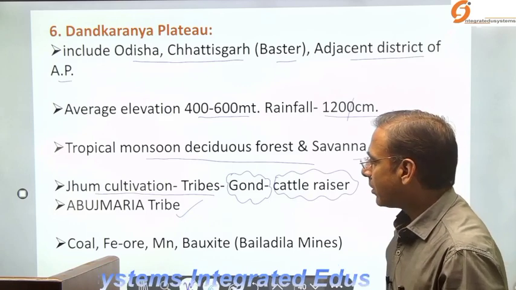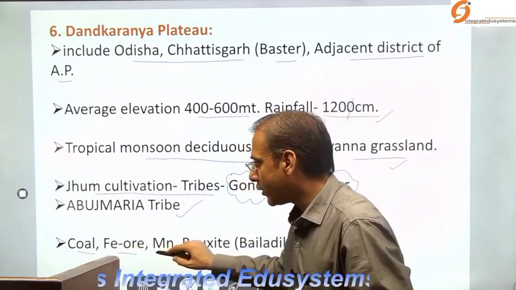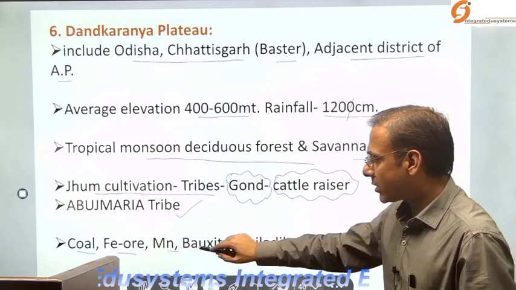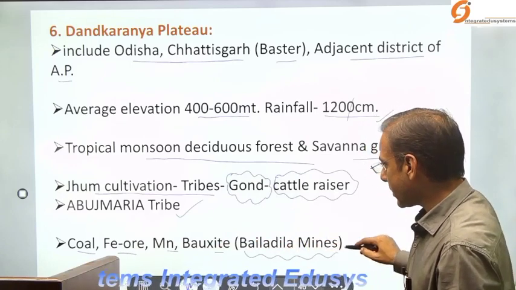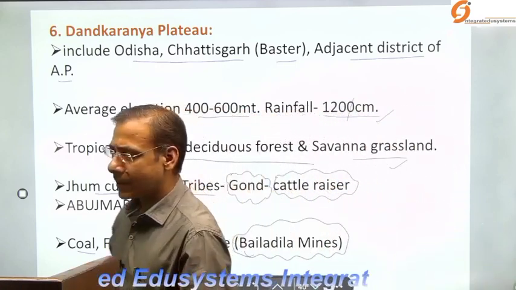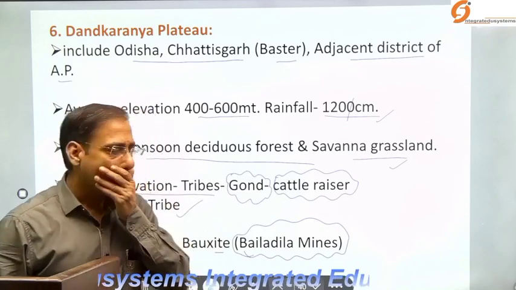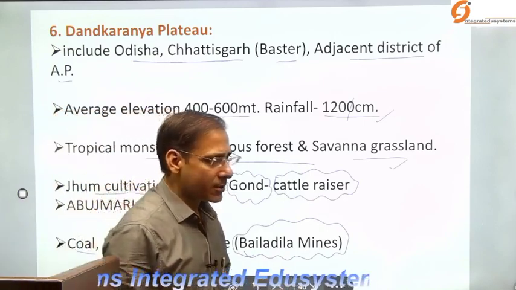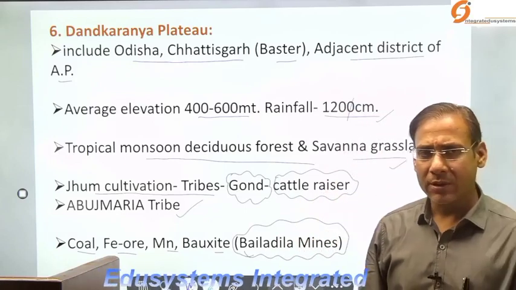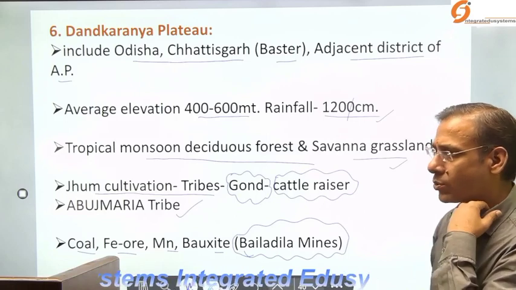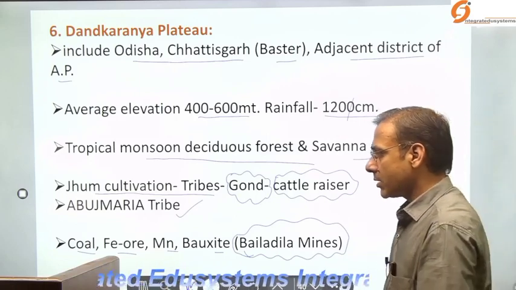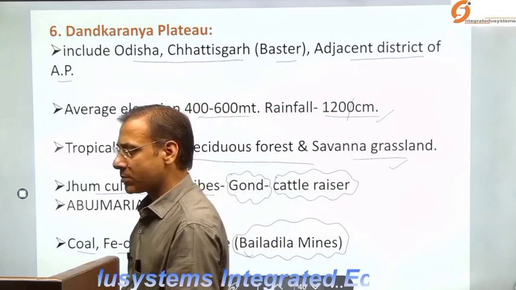Now this region is known for coal, iron ore, manganese, okay, bauxite. For bauxite, a very famous mine is located there, Baladila. क्या mine है वहाँ? Baladila. Baladila is a very famous mine. You can mark on your atlas. Okay, further I will discuss when I will discuss the resources. So in mineral resources मैं discuss करूँगा the important mines and the distribution of bauxite especially.